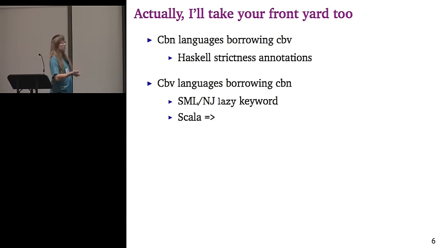So Haskell has strictness annotations when you don't want laziness. Standard ML of New Jersey has a lazy keyword when you do want laziness, and Scala has a function thing you can put on arguments.